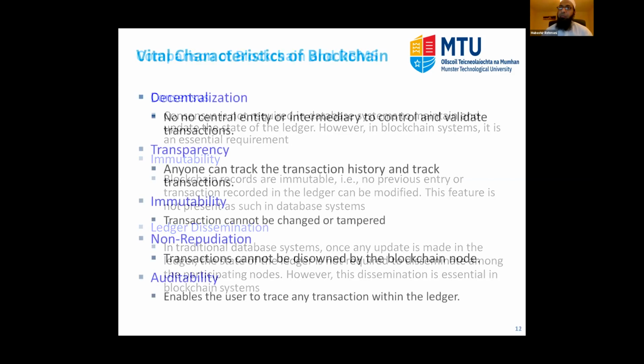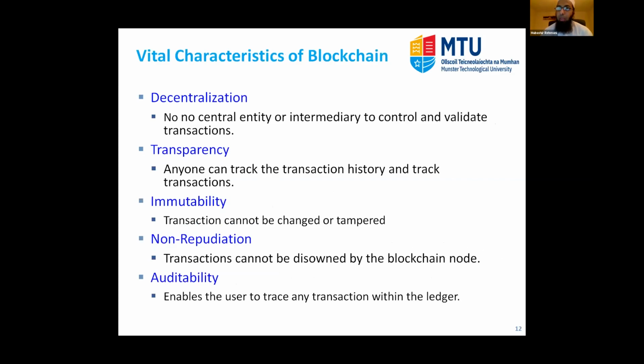Now, there are some vital characteristics of blockchain. For example, the blockchain system will be decentralized. There will be no central entity or intermediary node or third party to control and validate the transaction. Similarly, the blockchain system will be transparent. Anyone can track the transaction history and track the whole record, who has made the transactions, what are the amounts of transactions occurred, who was the sender, who was the receiver. So all this information can be easily trackable in a blockchain system.